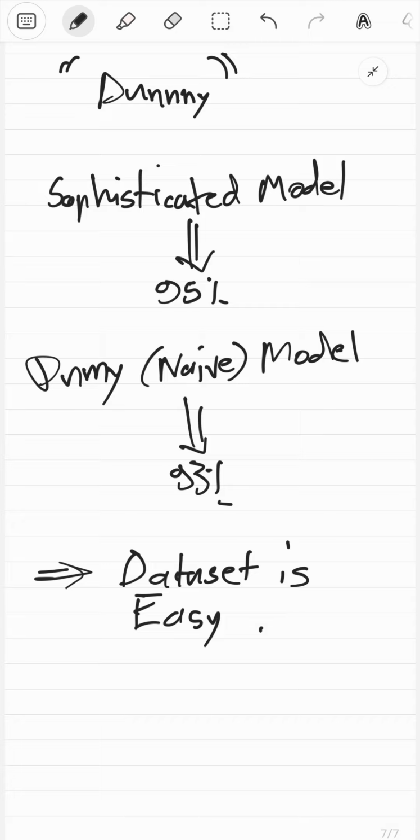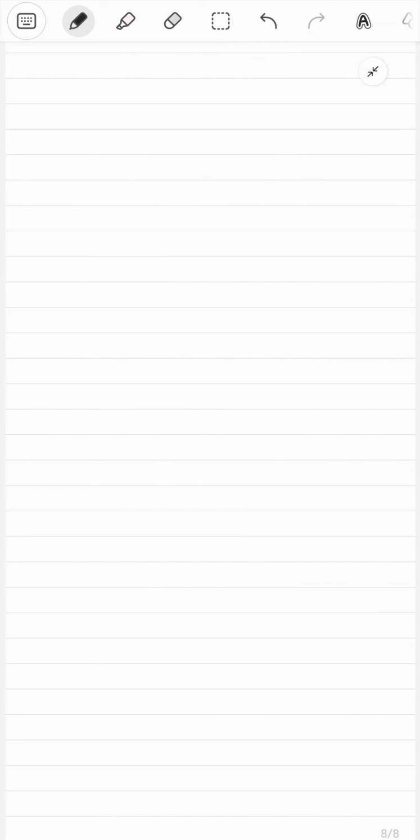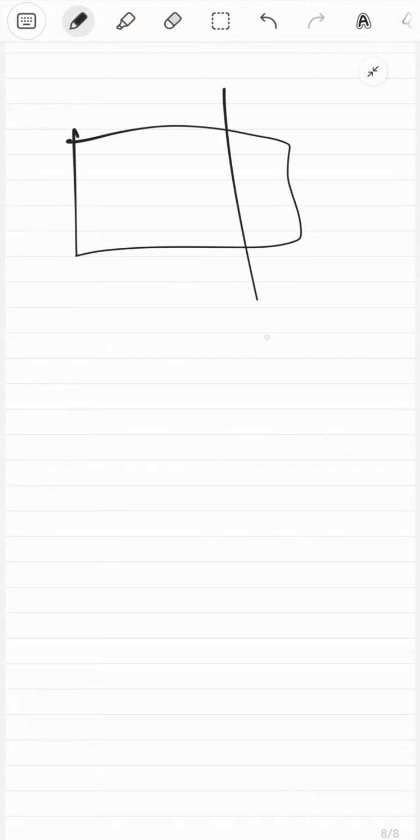Okay, so far we have done this dummy classifier thing. Let's go to the next thing: the train validation test split. So far you have seen the train test split, right? We get the data set and we split it into a train and a test.